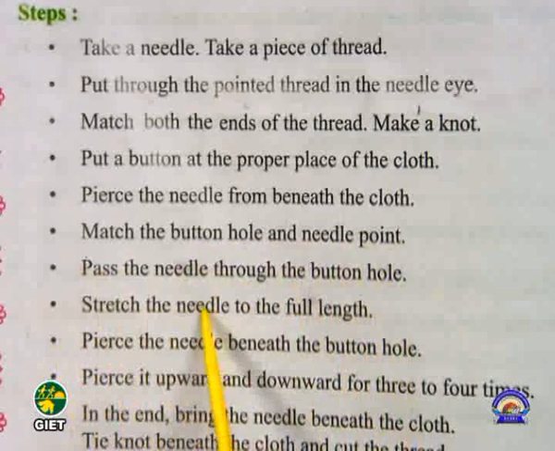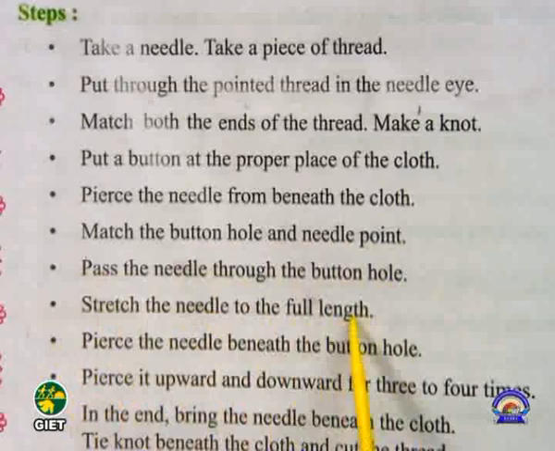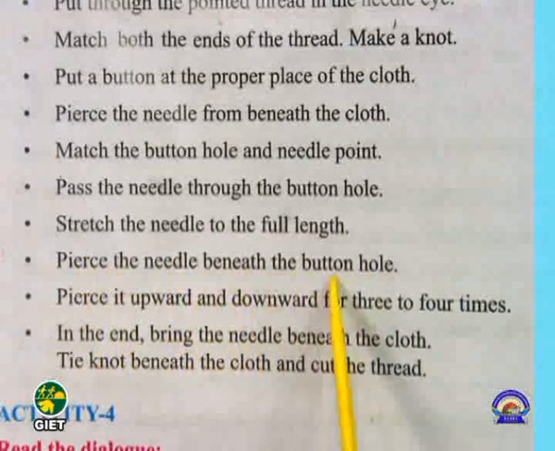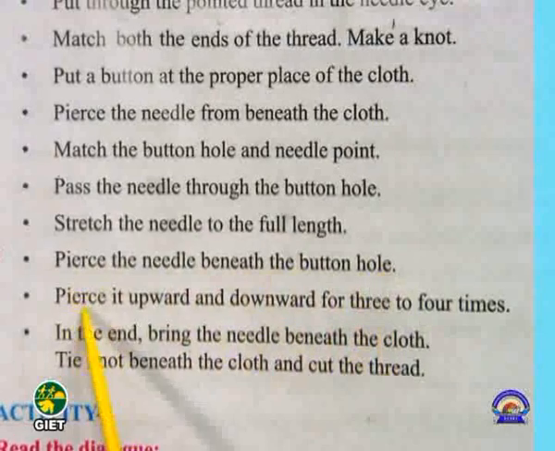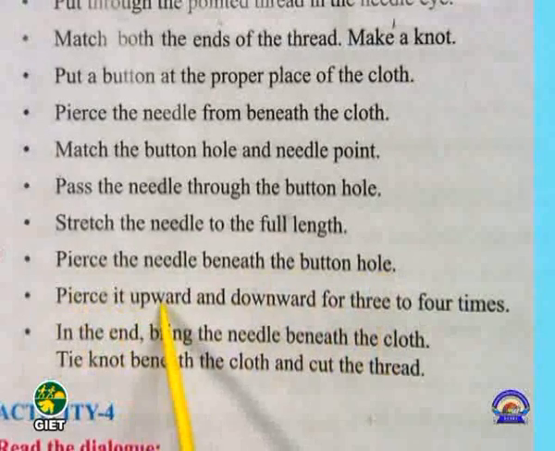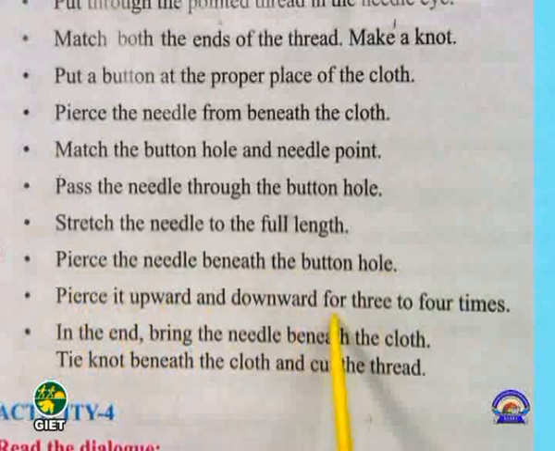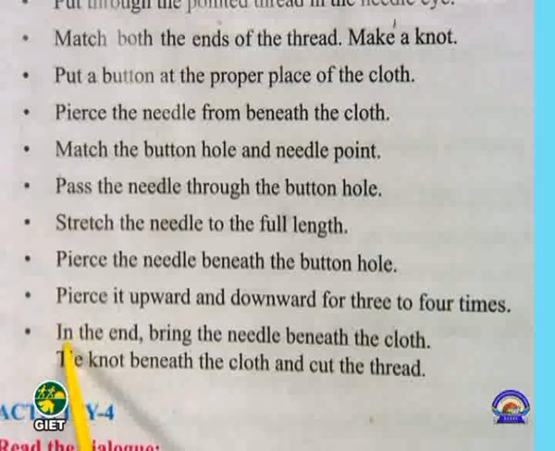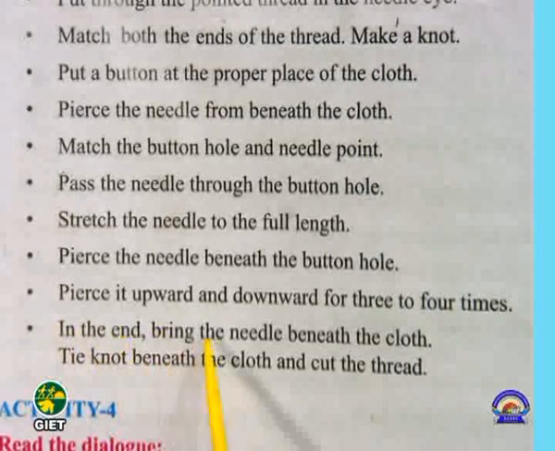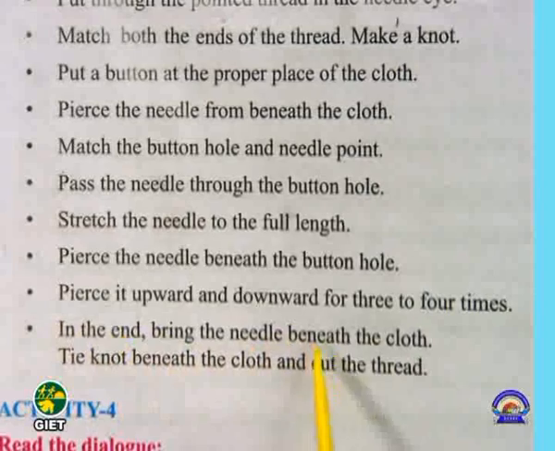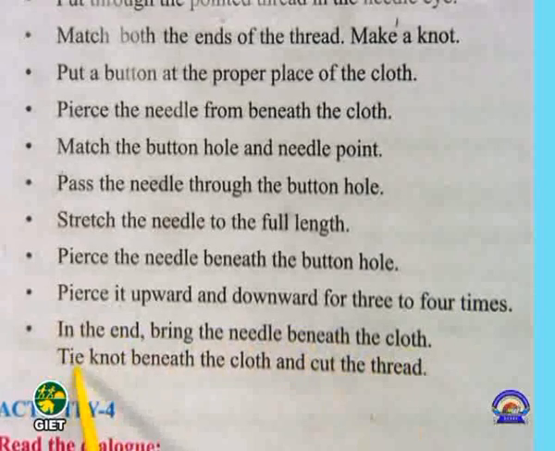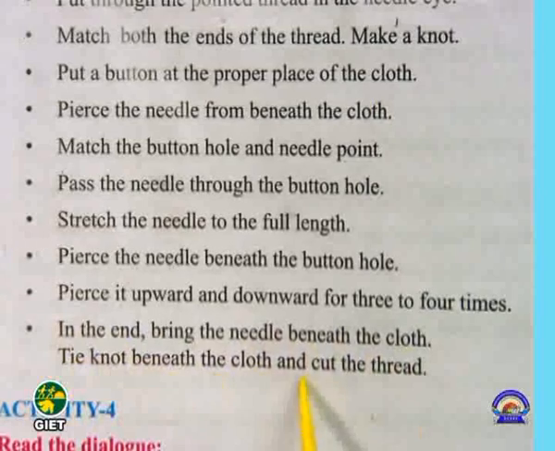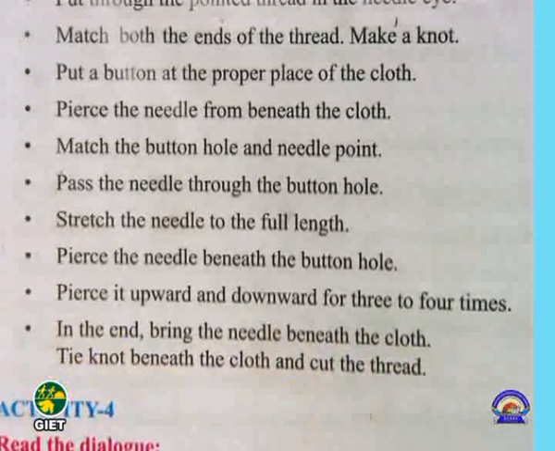stretch the needle to the full length, pierce the needle beneath the buttonhole, pierce it upward and downward for 3 to 4 times. In the end, bring the needle beneath the cloth, tie knot beneath the cloth and cut the thread.